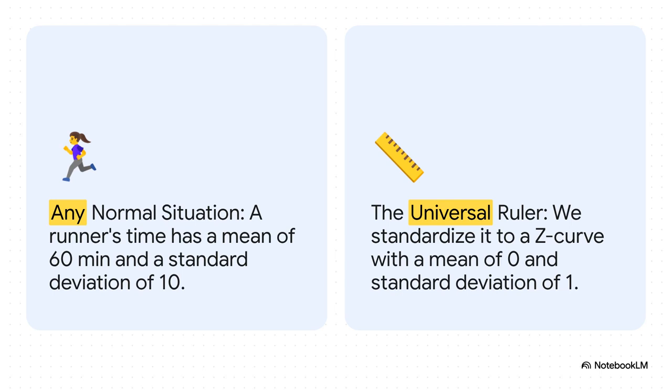Now, here's where it becomes a real superpower. We can take any normal situation, like our marathon runner's time, and translate it onto a universal scale. This is called standardization. And what you get is a standard bell curve. Think of it like a universal ruler. By putting everything onto this one standard, we can suddenly compare completely different things, like marathon times and test scores on the exact same scale. It lets you compare apples to oranges.